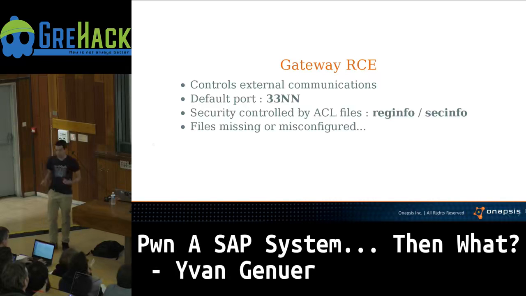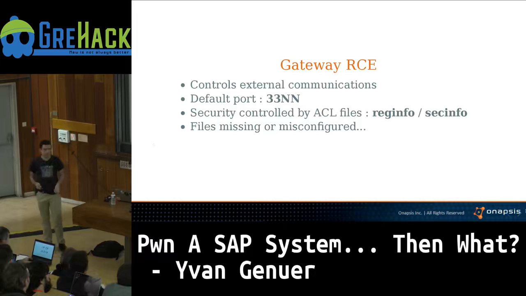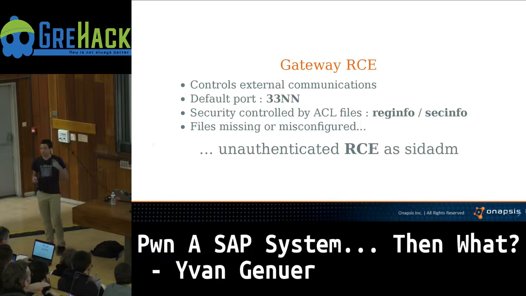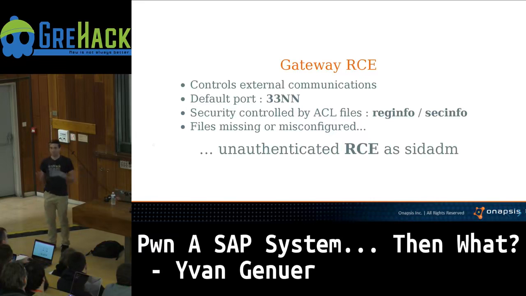The security is managed by two files, the reginfo file and the secinfo file, which are ACL files. Basically, you put one line in the file for who can access the SAP Gateway. If the file is misconfigured or missing, you can remotely, without authentication, execute commands as SIDADM. This is a feature of the SAP Gateway, not a bug. If you run the latest version of the SAP Gateway, you can do that.